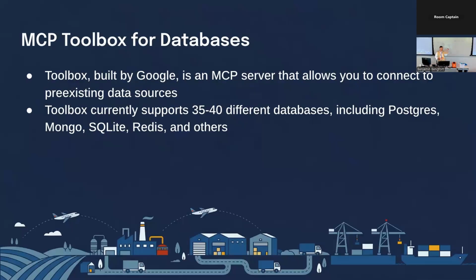But we're probably doing reads, and we just want to give our agent access to these databases, and that's where MCP Toolbox comes in. So it's built by Google. It's fully open source, and it's an MCP server that allows you to connect to different data sources. So there's 35 to 40 databases. Postgres, Mongo, SQLite, Redis are kind of the big ones, but there are a bunch of others, including sort of the whole Google Cloud database stack under the hood. Today, we're going to focus on Postgres and Mongo.